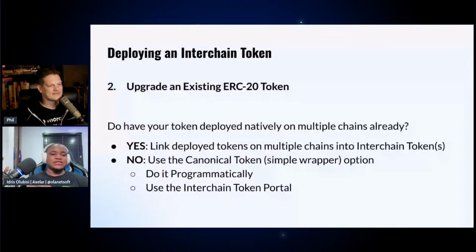So the second part of deploying an interchain token, the first one is creating a new one, and the second option here is, what if you already have a token and you want to upgrade it, like you want to upgrade an existing ERC20 token as an interchain token? So the first question is, do you have your token deployed on multiple chains already? If yes, then what you need to do is to link the deployed tokens on multiple chains into an interchain token. If no, then you can just use the canonical token option to do it programmatically, or you use the interchain token portal. You can see that there are options for you to do things programmatically or to use the portal. So you just have to choose. You don't need to use a particular approach. We have all of these steps for you to deploy your interchain token.